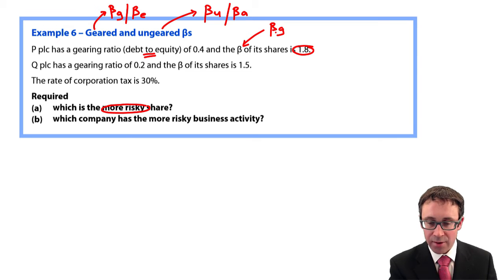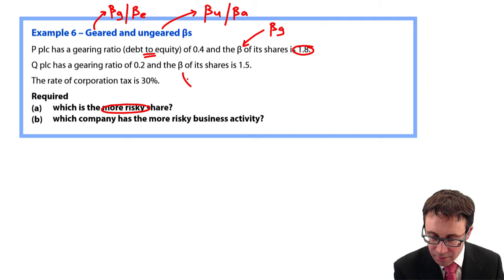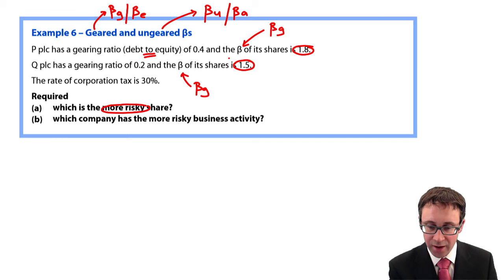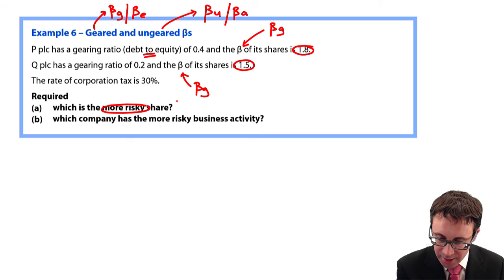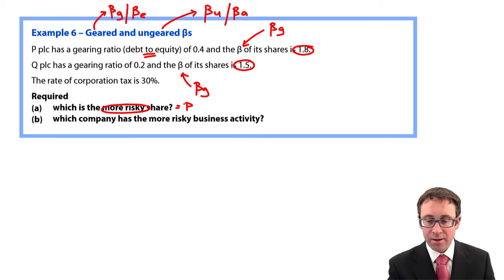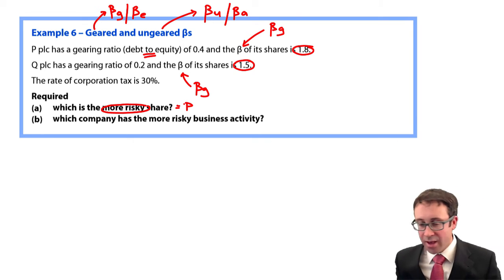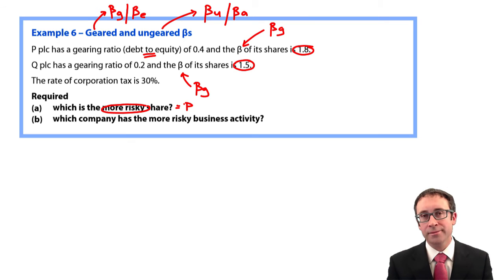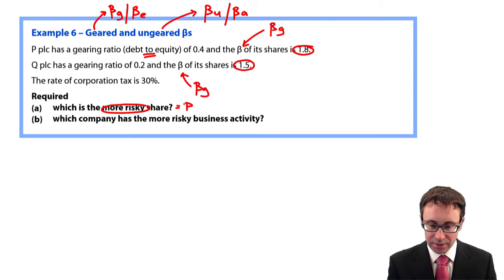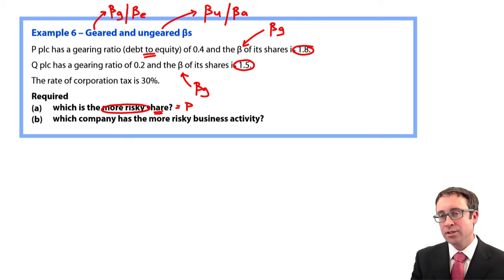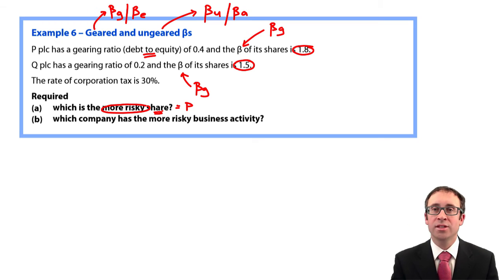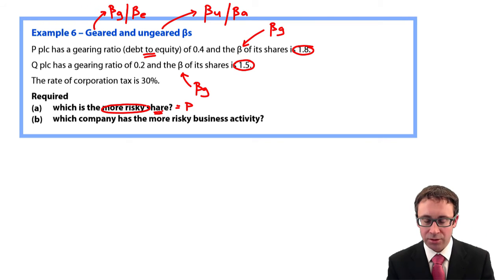Q PLC has a gearing ratio of 0.2. So again, there is some debt finance within it. Therefore the beta that we are given is beta G, and that's 1.5. Which is higher, 1.8 or 1.5? 1.8. So P has the higher level of risk. Excellent. Because you're looking at the share, and the share, as we are geared, needs to represent the total risk of this business, doesn't it?